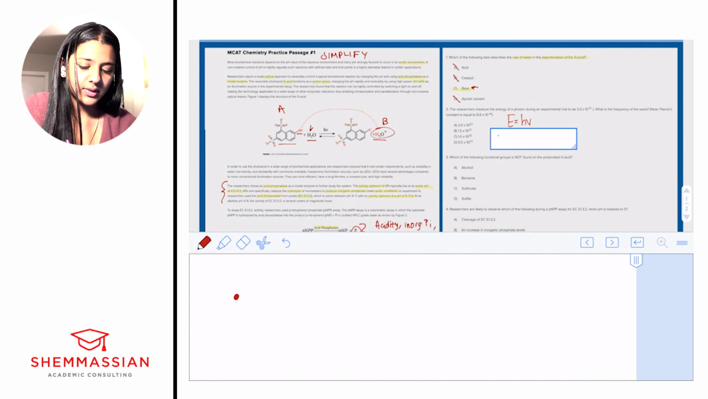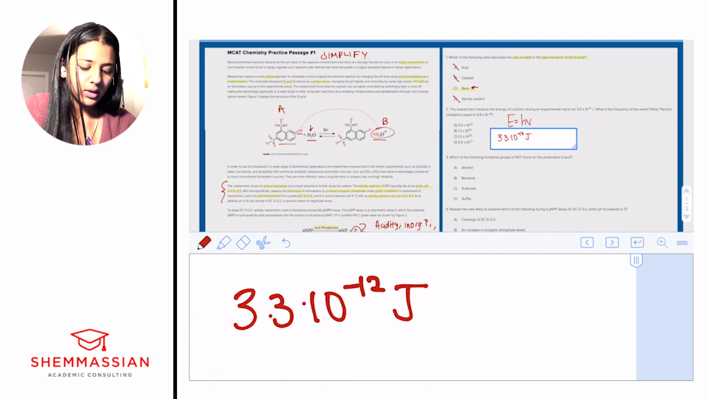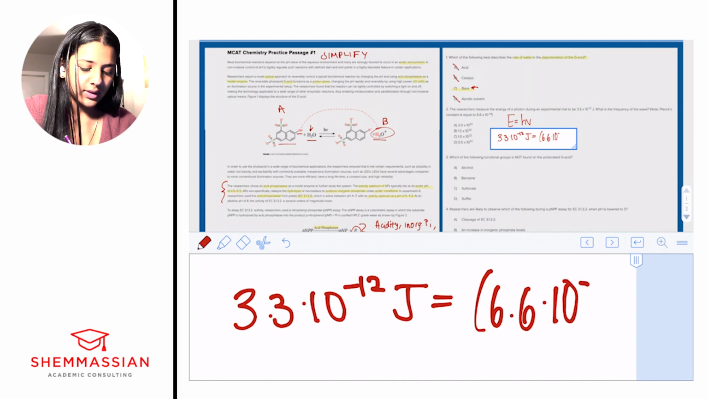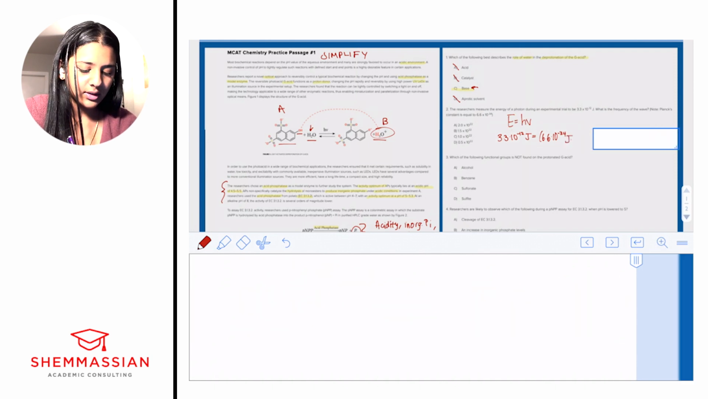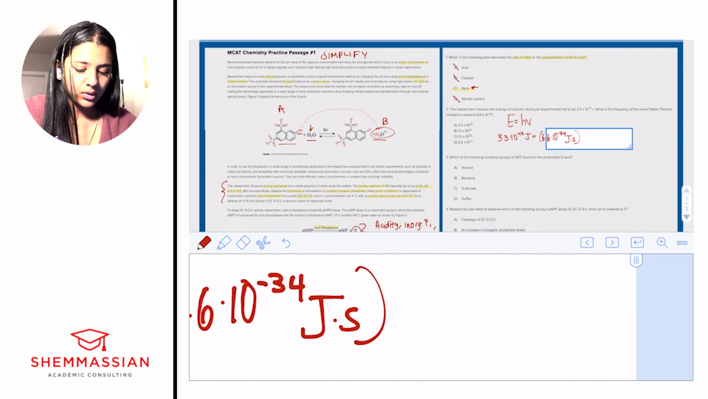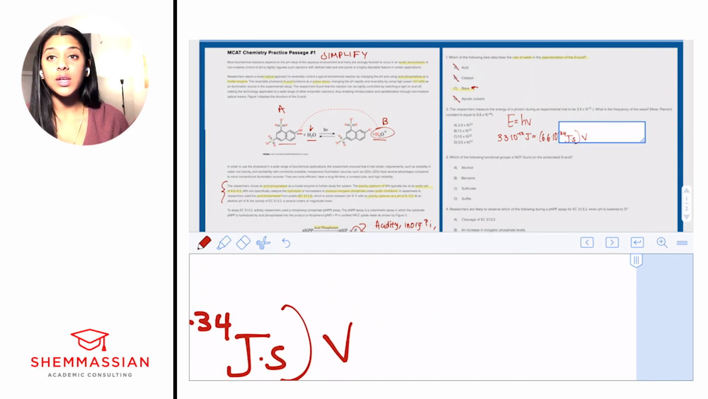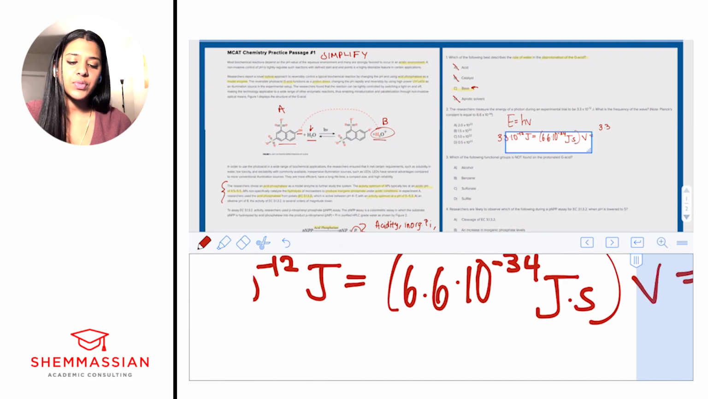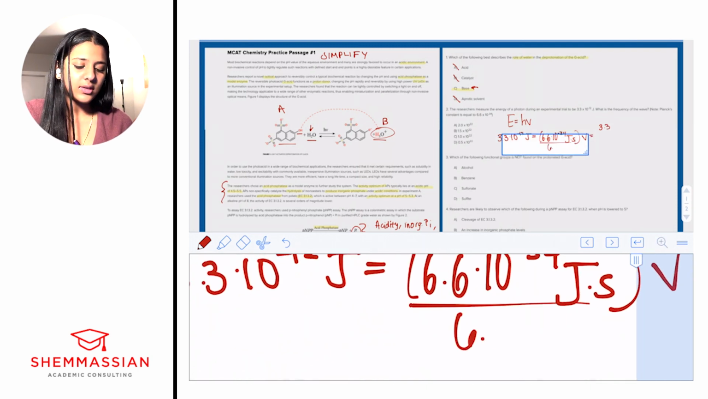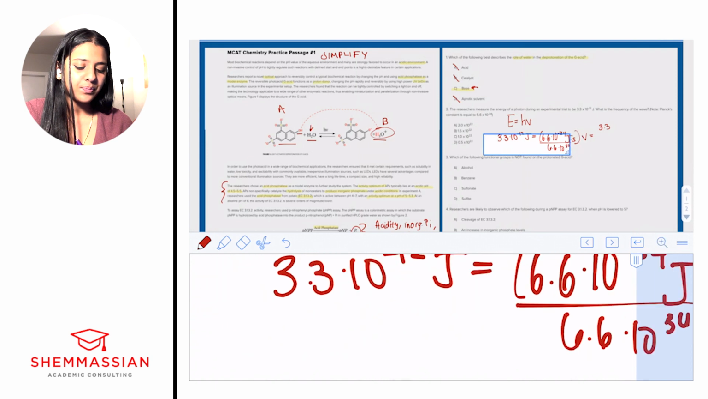3.3 if we divide both sides by 6.6 times 10 to the negative 34th. We'll get that frequency is then equal to 3.3 times 10 to the negative 12th joules divided by 6.6 times 10 to the negative 34th joules times seconds. So we can cross out the joules, and we get the units already to be inverse seconds, which shows us that we're on the right track because we know that frequency has units of inverse seconds.